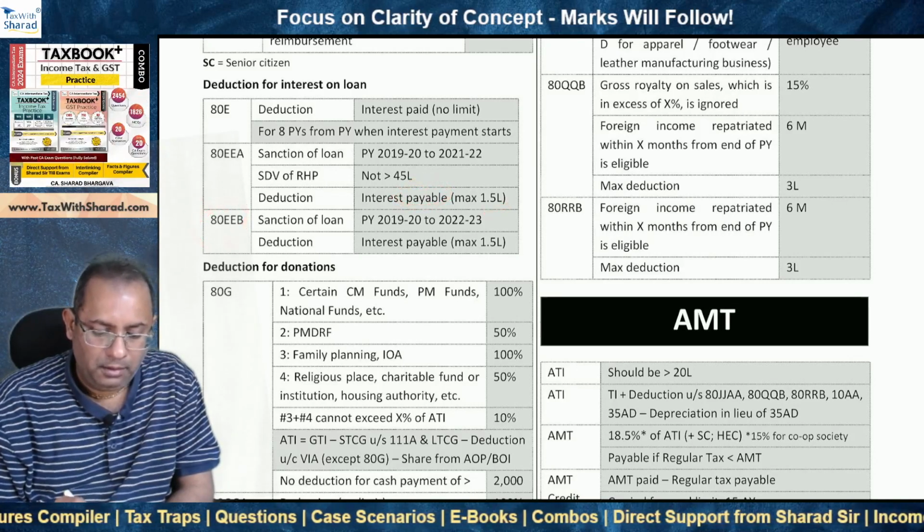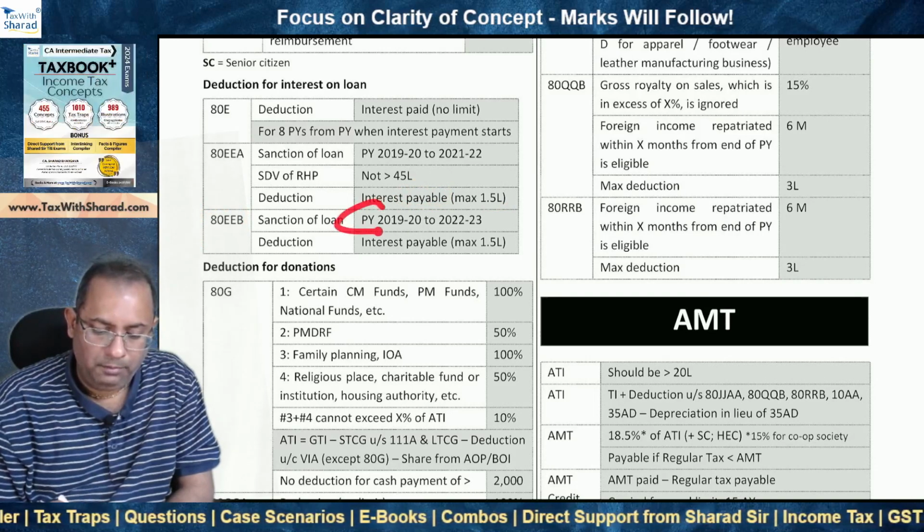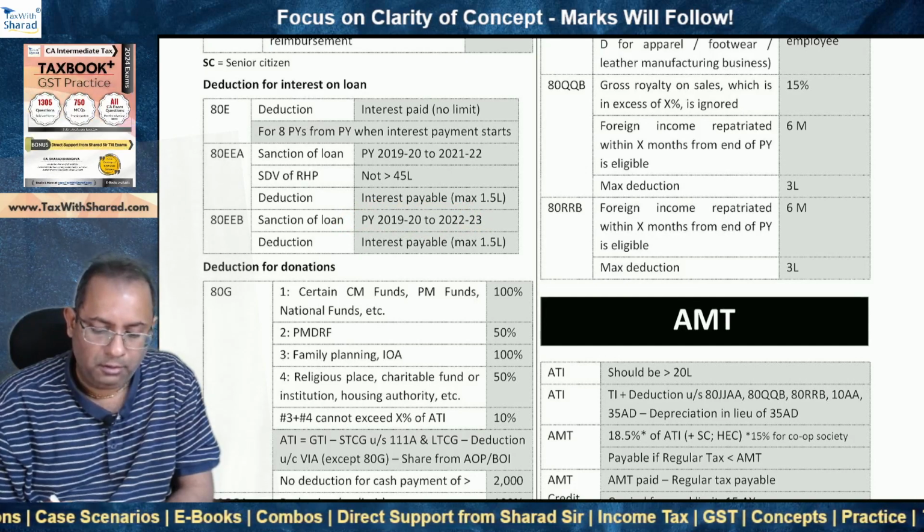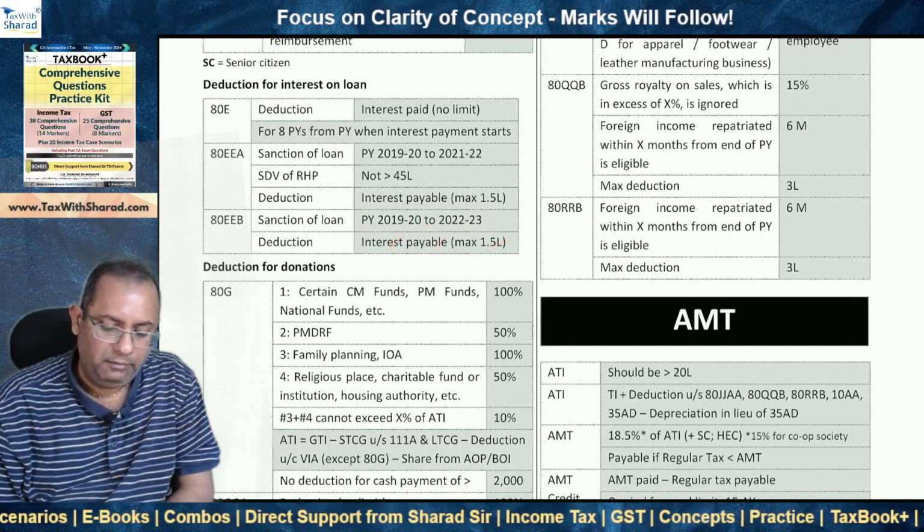80EEB is for electric vehicle, and the loan should be sanctioned within previous year 2019-20 to 2022-23. Deduction is of interest payable, maximum 1.5 lakh.